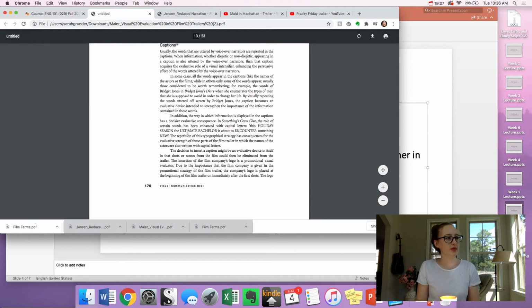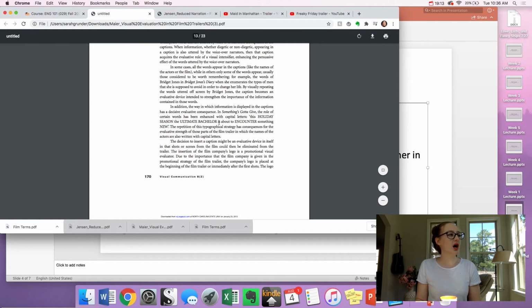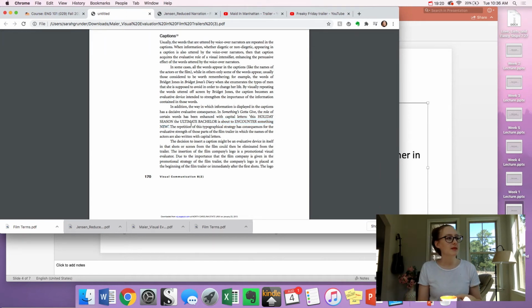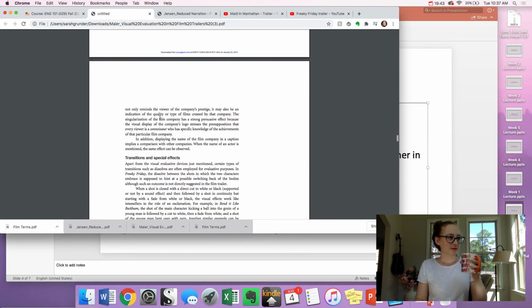In Something's Gotta Give, which we're not going to watch the trailer for because it's kind of weird, you'll see, "This holiday season, the ultimate bachelor is about to encounter something new." The repetition of that and the caps is like, this is important. You'll see actors' names written in caps, the name of the film written in caps. It's intensifying it. If you're texting someone and you text in all caps, like, "The new Twilight book is out," that means you're excited about it, you're intensifying it.